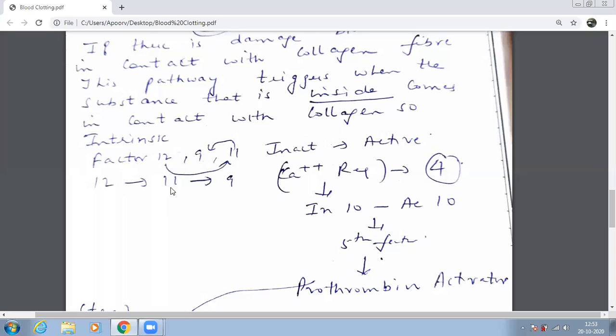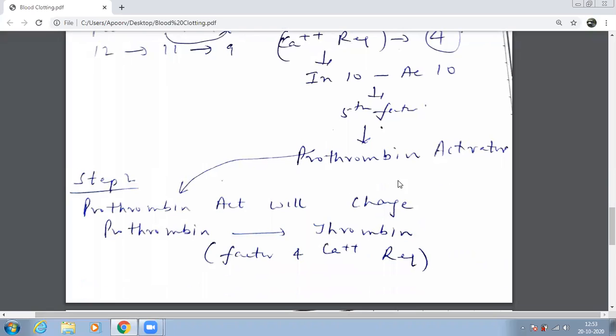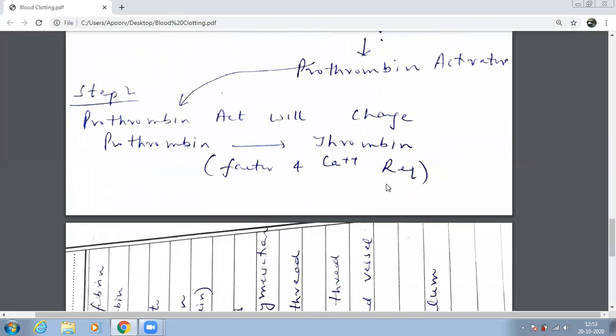So let's learn it: 12, 11, 9, 10, 5, and there's one more factor which is always needed, that is factor 4. When I say factor 4, I mean calcium ions. The final product is again the same: prothrombin activator. And the second step would be the same again. Prothrombin activator will convert prothrombin to thrombin. I told you earlier also that calcium ions will be required, that means factor 4 will be required over here.